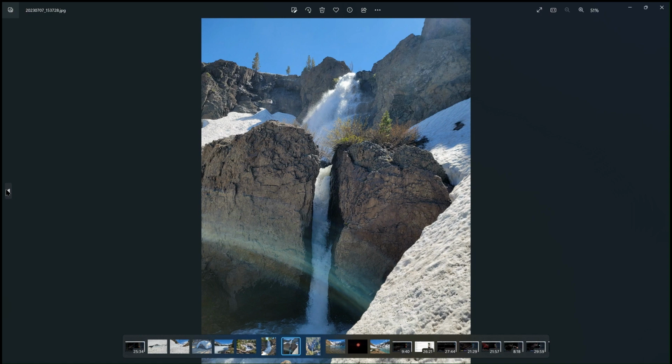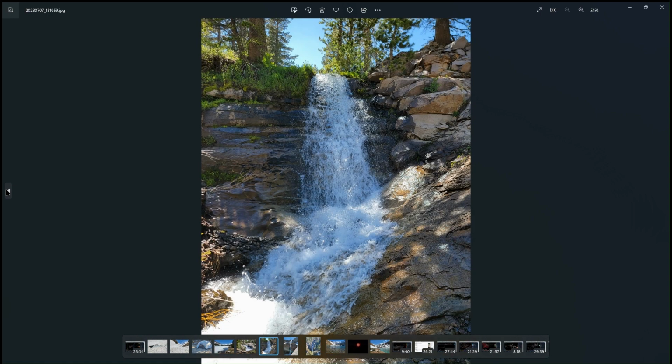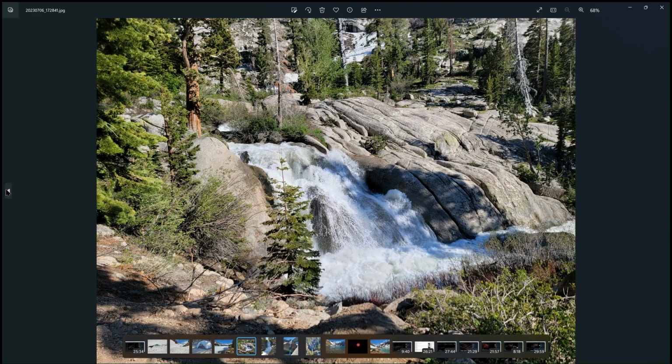That is Sardine Falls. And that was about a 1.5 mile hike off of the 108 by the Sonora Pass. That's a very powerful waterfall. It's really nice. Nobody was out there. That's another portion of Sardine Falls. And this is a waterfall at Lundy Lake, I believe.